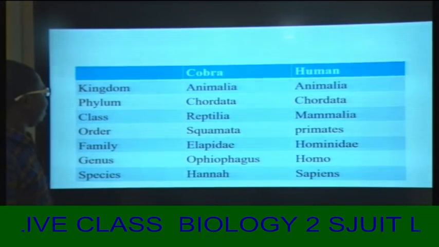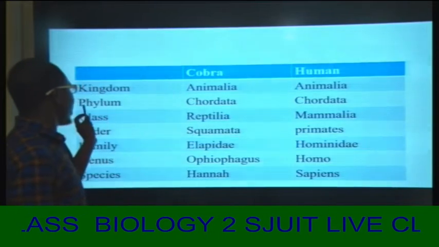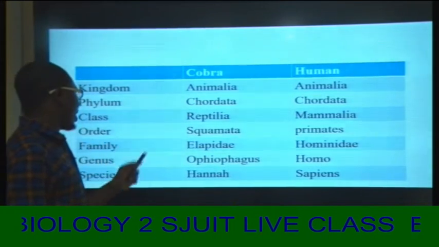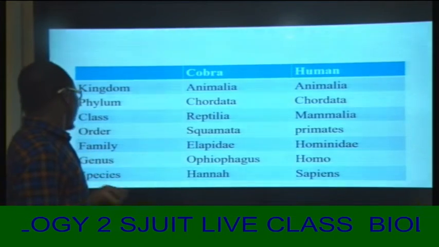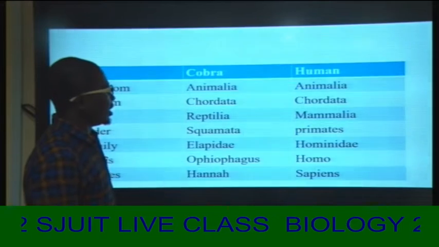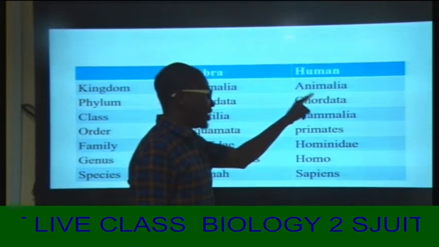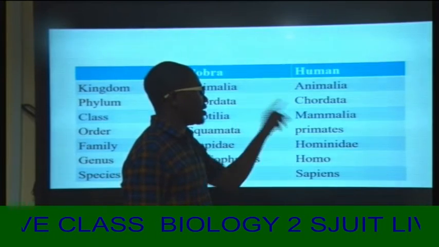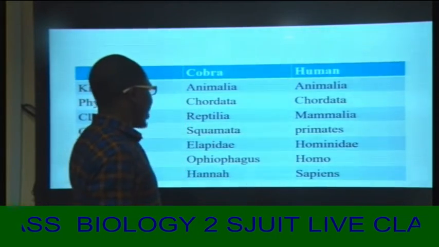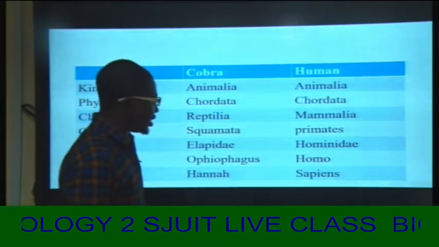Now let us see the classification of cobra. The kingdom of cobra is kingdom Animalia. The phylum is Chordata. Class Reptilia. Order Squamata. Family Elapidae. The genus Ophiophagus, and the species hannah. For human, the kingdom is Animalia, phylum Chordata, then the class Mammalia, then the order Primates, then the family Hominidae, and the genus Homo, and the species to which human beings belong is sapiens.